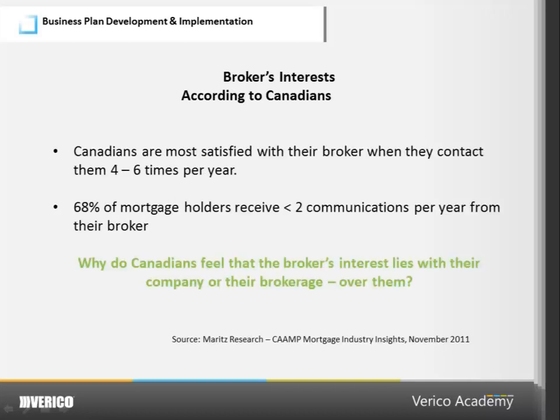Canadians are most satisfied with their broker when they contact them 4 to 6 times per year. However, 68% of mortgage holders receive less than 2 communications per year from their broker.